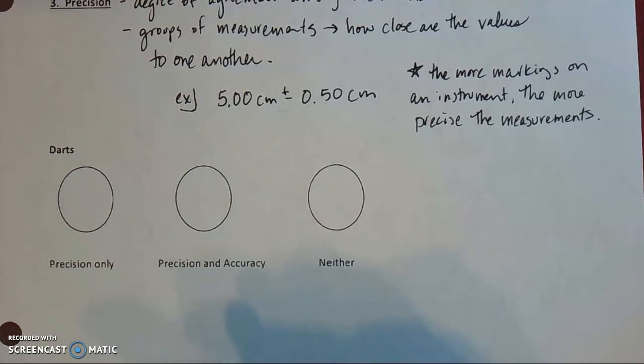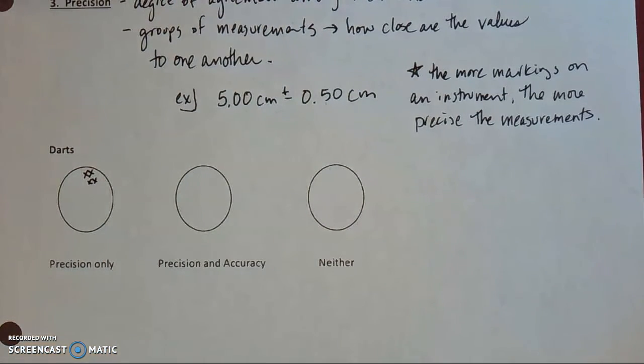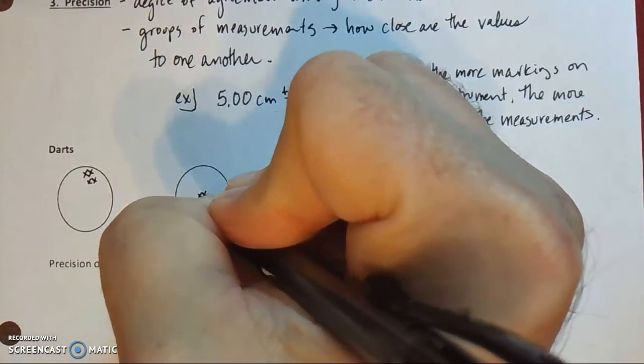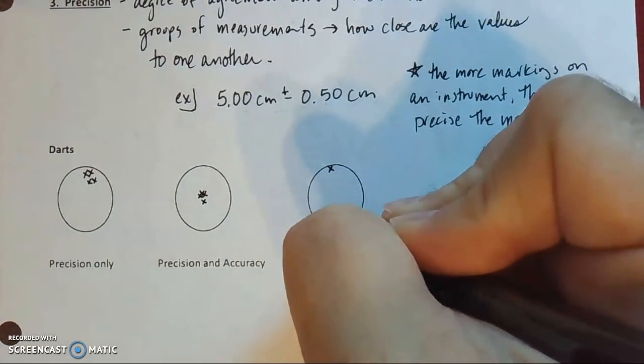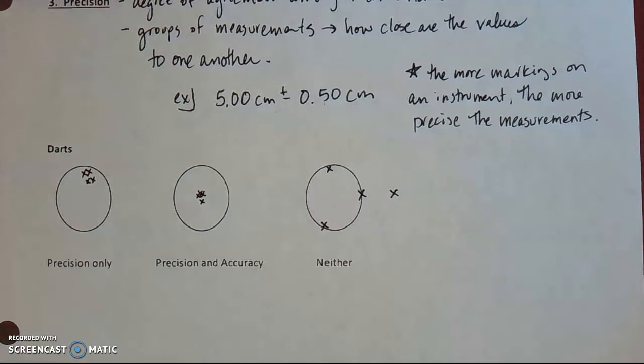Remember, accuracy can only have one measurement. Precision is a group. So if you were precise, your grouping of darts might all hit in the same area, but it's not accurate. If you have precision and accuracy together, that means that all of your darts are going to be grouped in the middle in the bullseye. And if you play darts like me, you might be all over the place. You're neither precise nor accurate, and maybe you hit the wall over here somewhere.